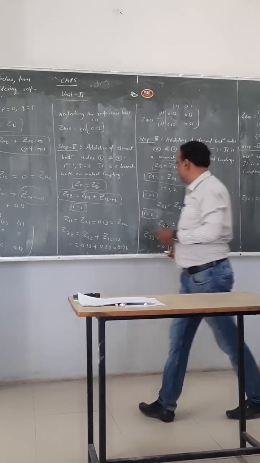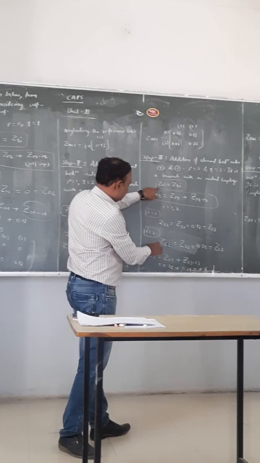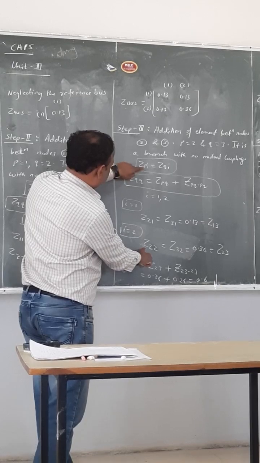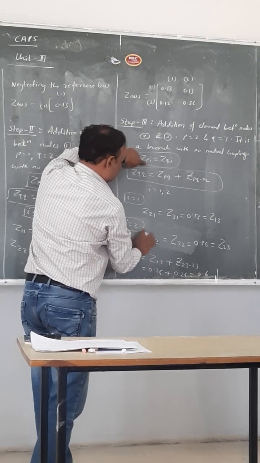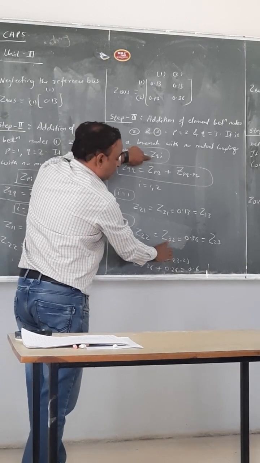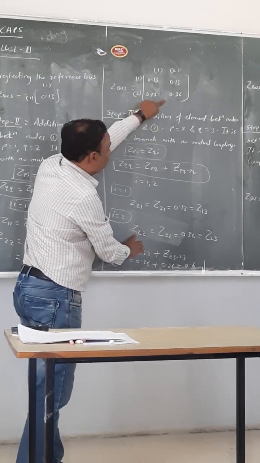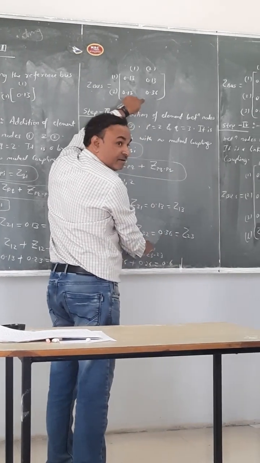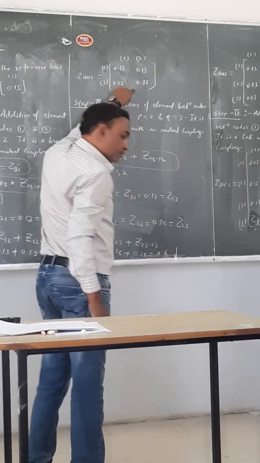Is it clear? Yes. Now we will use I equal to 2 in the same formula. So Z, what is the value of P? 2. And I? 2. So Z22 equal to Z, what is the value of Q? 3. What is the value of I? 2. So Z22, but we know the value of Z22, 0.36, equal to, we can write Z32 as Z23. Is it clear?